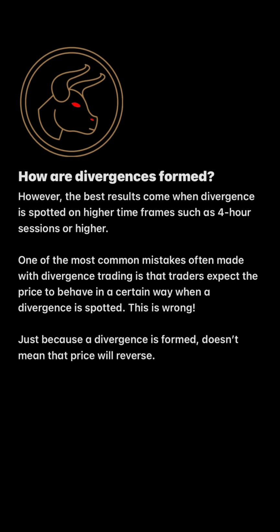4-hour chart or higher. One of the most common mistakes made with divergence trading is that traders expect the price to behave in a certain way when a divergence is spotted. That is wrong, because if you see divergence on, say, a 5-minute chart, but it's not being confirmed on the higher time frames, it could be just a spot of divergence and not an overall trend of divergence. Just because divergence is formed doesn't mean that the price action will reverse.